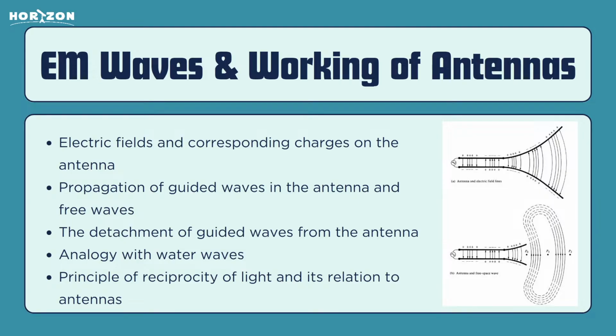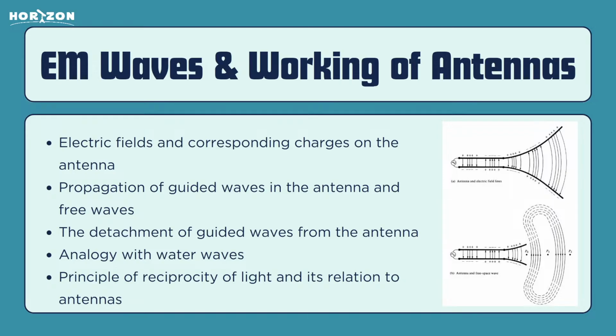Having looked at the wide range of areas in which antennas are used, let's take a look at their working. The diagram on the right shows an AC source connected to a two conductor transmission line and an antenna. The electric fields and the corresponding charges on the antenna are shown in the figure. As a result of the AC oscillations, guided electromagnetic waves propagate through the antenna as shown in the first diagram.